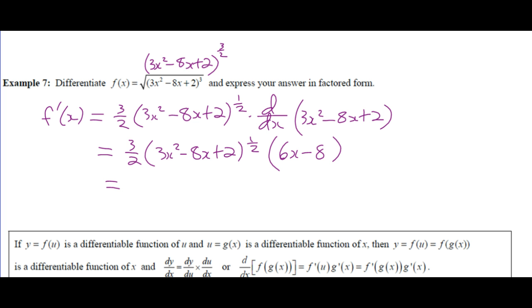What comes out of 6x minus 8? A 2. 1 half times 2 is 1. Right, so we're just going to get 1. Now I like this guy next, right, because it's a simpler expression, right? We took a 2 out of there, so what do we got? 3x minus 4. And then we've got the square root of 3x squared minus 8x plus 2. Okay, so we got a 3x minus 4, and we've got a square root of 3x squared minus 8x plus 2. That's basically how it should look in the back of the book, right?